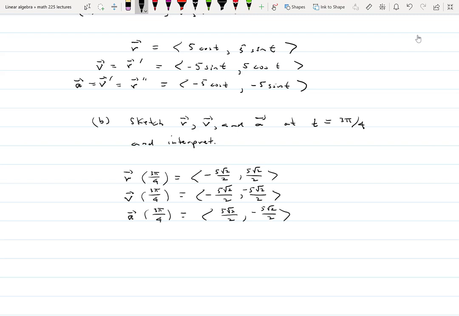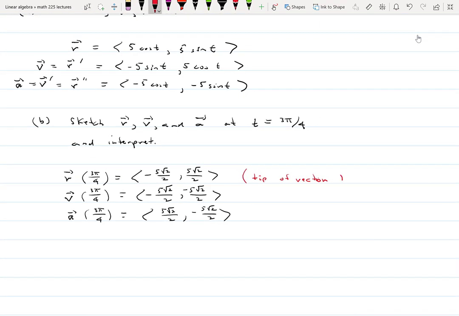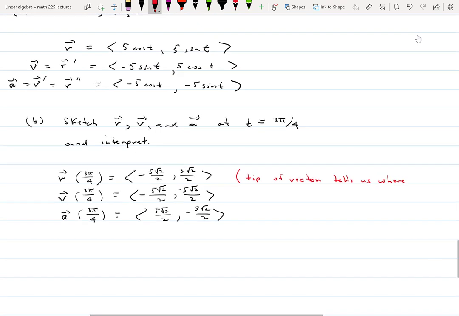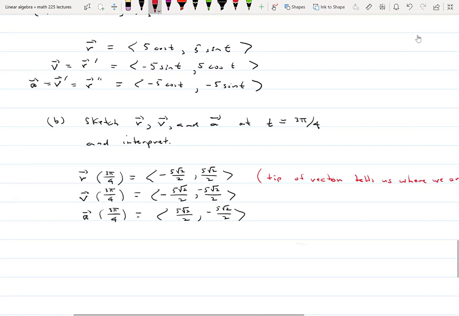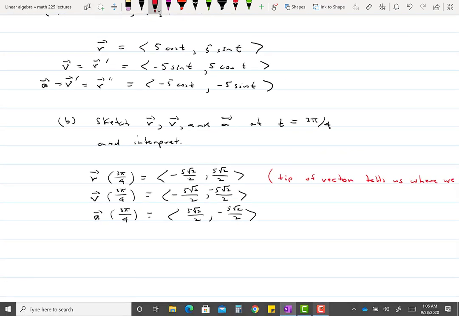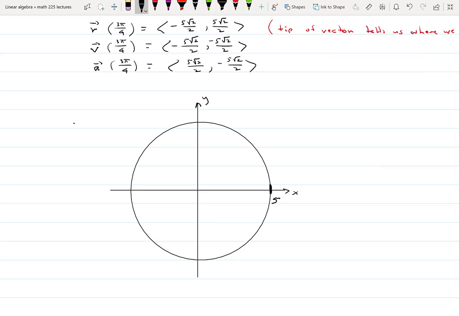Okay. So interpret. We're going to graph them also. But I want to give some sort of interpretation here. So the tip of the position vector tells us where we are. Before we get into velocity and acceleration, where are we? We're on a circle of radius 5. So let me draw that. So here's our circle, radius 5.